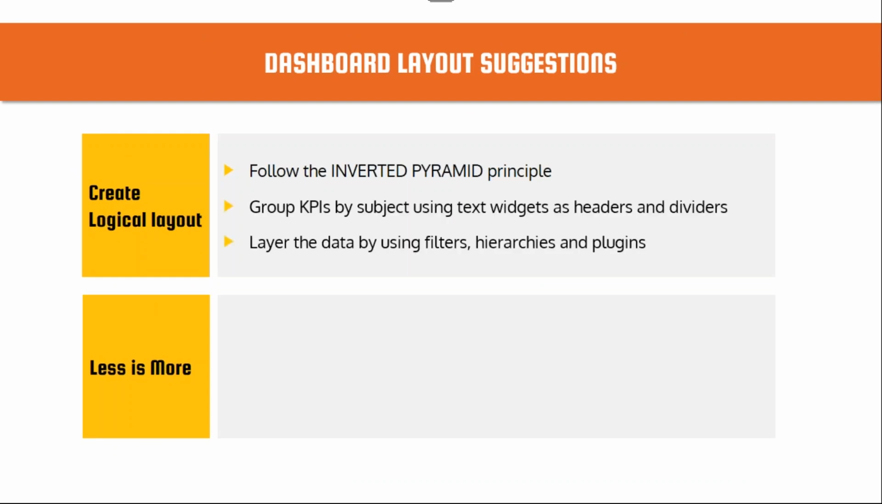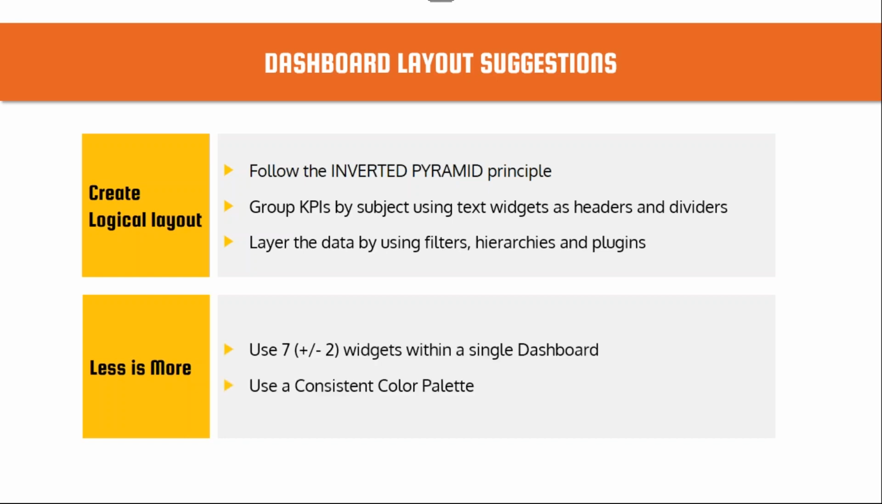are grouping KPIs by subject, and you can do that by using text widgets as headers and as dividers. You can take a blank text widget and just use it as a divider in order to create sections in your dashboard. Another principle would be layering up the data. That means not showing all the data at once, but rather revealing it step by step, layer by layer. As I said before, we want to allow our users to investigate the data and to be flexible.